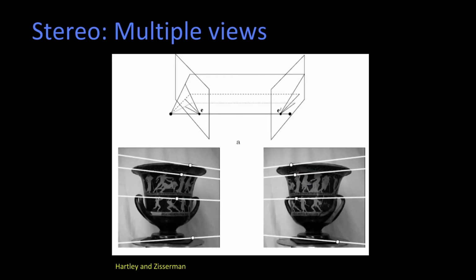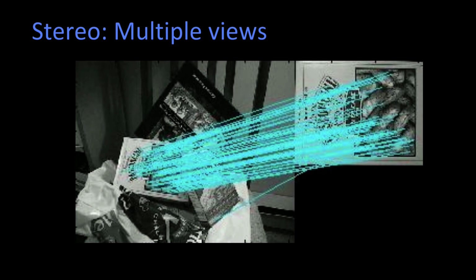So stereo is really just a special case of having multiple views of an image. Two particular views. And here's just an example of two views of a vase. In fact, we're going to get to this particular figure a little bit later when we talk about epipolar geometry. But the idea is that there's this relationship between two views, and you can use it to recover the depth that's there.